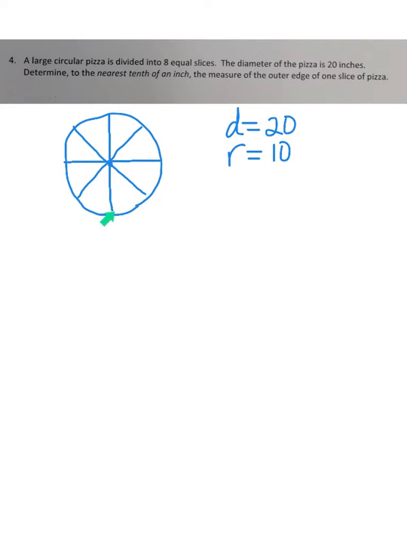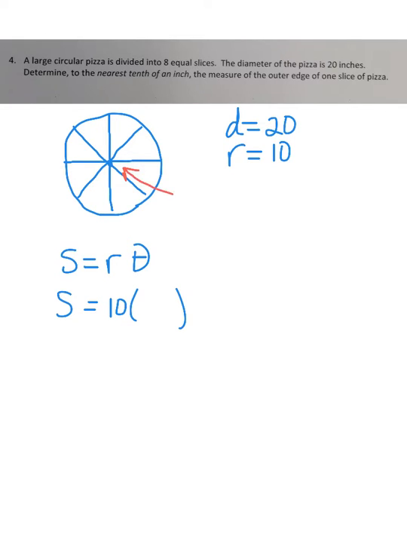So again, I'm going to do just like the last question: S equals R theta. They want us to determine that outer edge, which means to find the length of the arc, which is S. And we know that the radius is 10, and we don't know what that central angle is. However, let's do this in a different color so you can see it a little bit better.